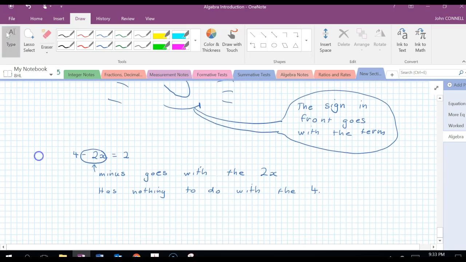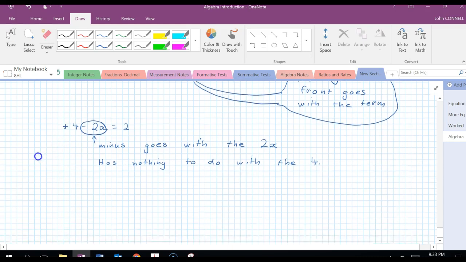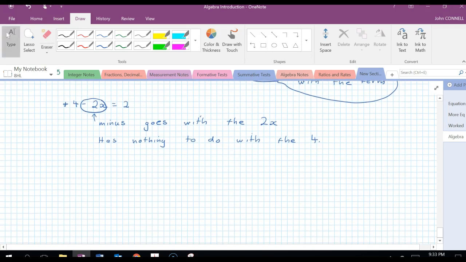So what sign is in front of the 4? Well, if there's no sign, then it's a plus. So we've got plus 4 take 2x equals 2. Now, if we think about this carefully, how is this built up? Well, if we start with x, we can multiply by minus 2. That's because our minus is part of our 2x, so we're multiplying by minus 2, and then we're adding 4.